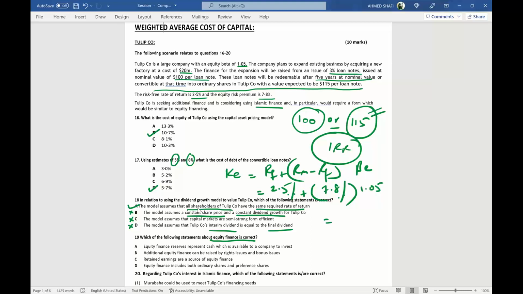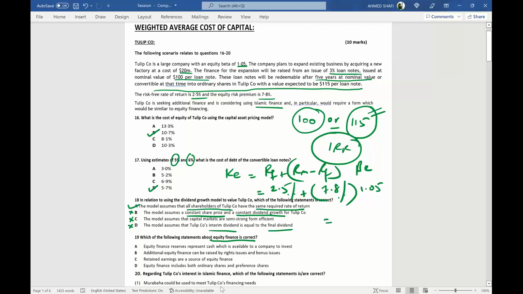A. Equity finance reserves represent cash which is available. B. Additional equity finance can be raised by right issue or bonus issue. C. Retained earnings are a source of equity finance. D. Equity finance includes both ordinary shares and preference shares. Now, eliminate the wrong ones.